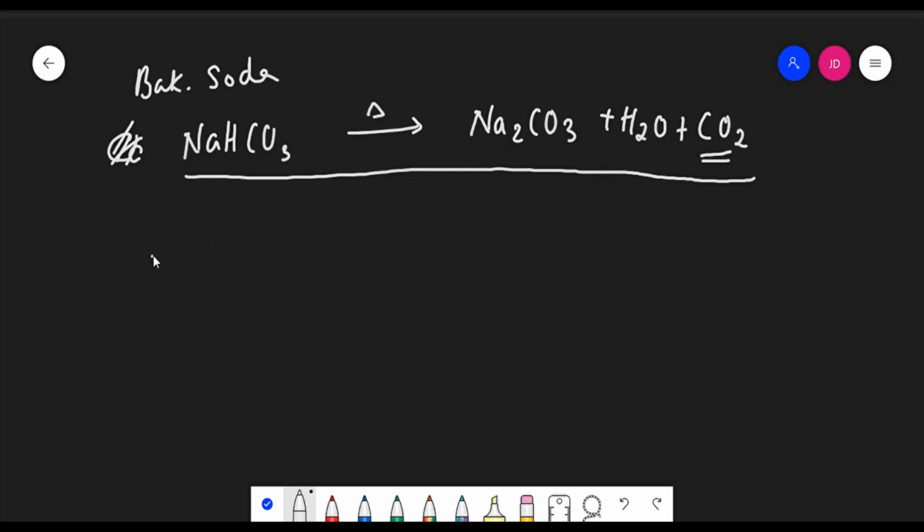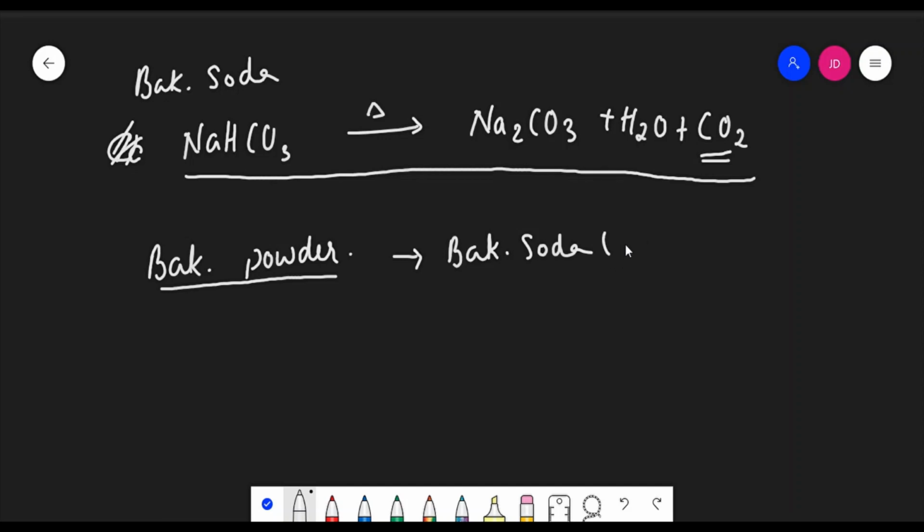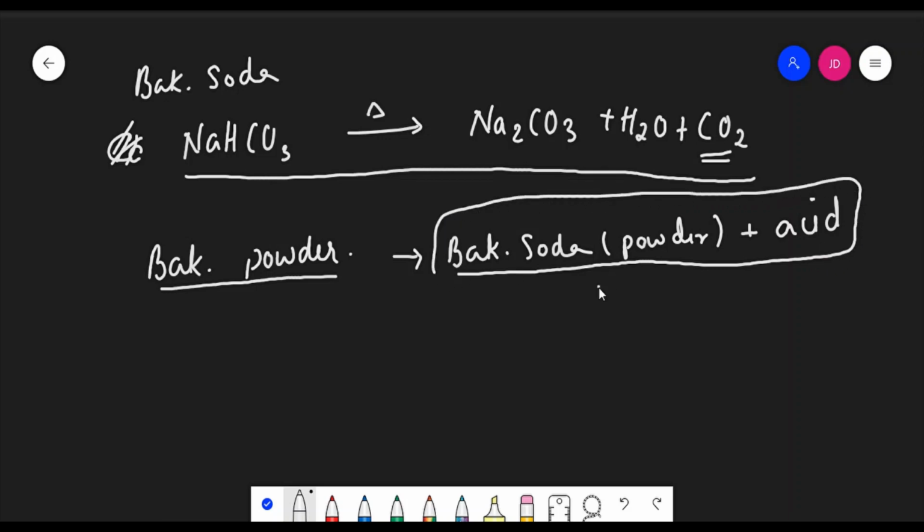Now instead of baking soda, you can use baking powder also. What is baking powder? Baking powder is nothing but dry baking soda in powder form plus some edible acid. Edible means some acid which we can eat, which will not harm us. So baking powder is baking soda in powder state with acid in a completely dry state. Powder means it is dry.